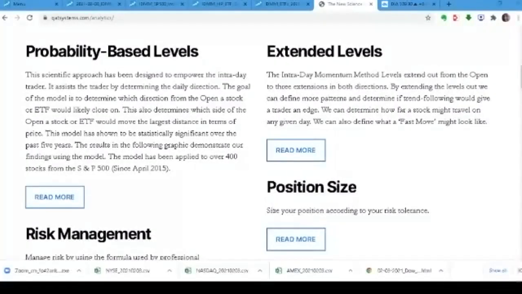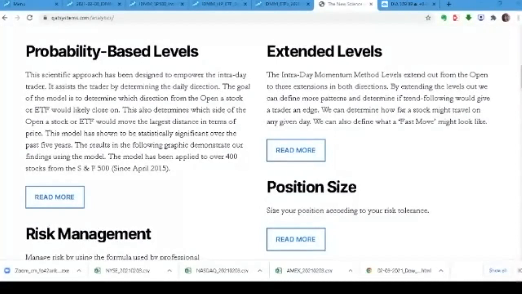If you go to the website at QATsystems.com/analytics, I have quite a bit of information on basically just what the intraday momentum method actually is. It goes through and it talks about high probability base levels and where they came from. The extended levels, I extend the levels out in three. I have three in each direction, 3 up and 3 down.